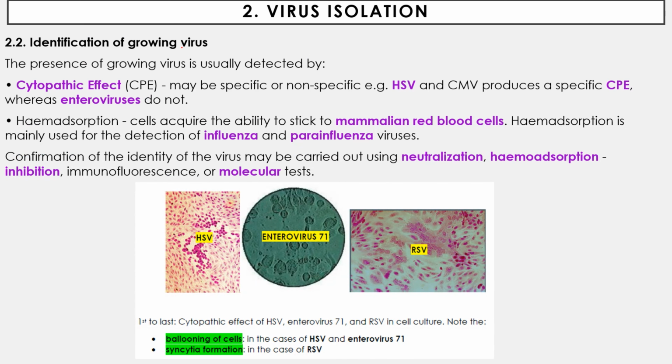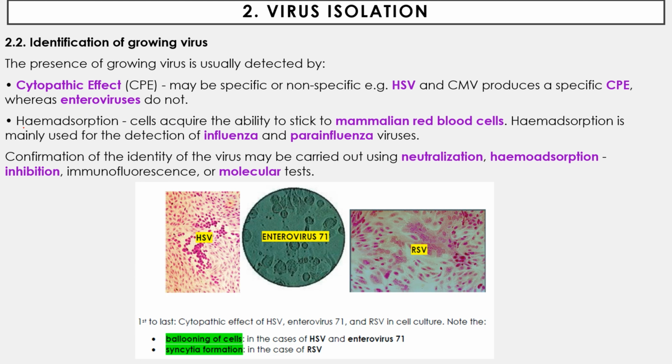So you would also identify growing viruses, class. When your viruses grow, they would usually produce a so-called cytopathic effect. Now, cytopathic effect may be specific or non-specific. Herpes simplex virus and cytomegalovirus would produce a specific cytopathic effect, whereas enteroviruses do not.